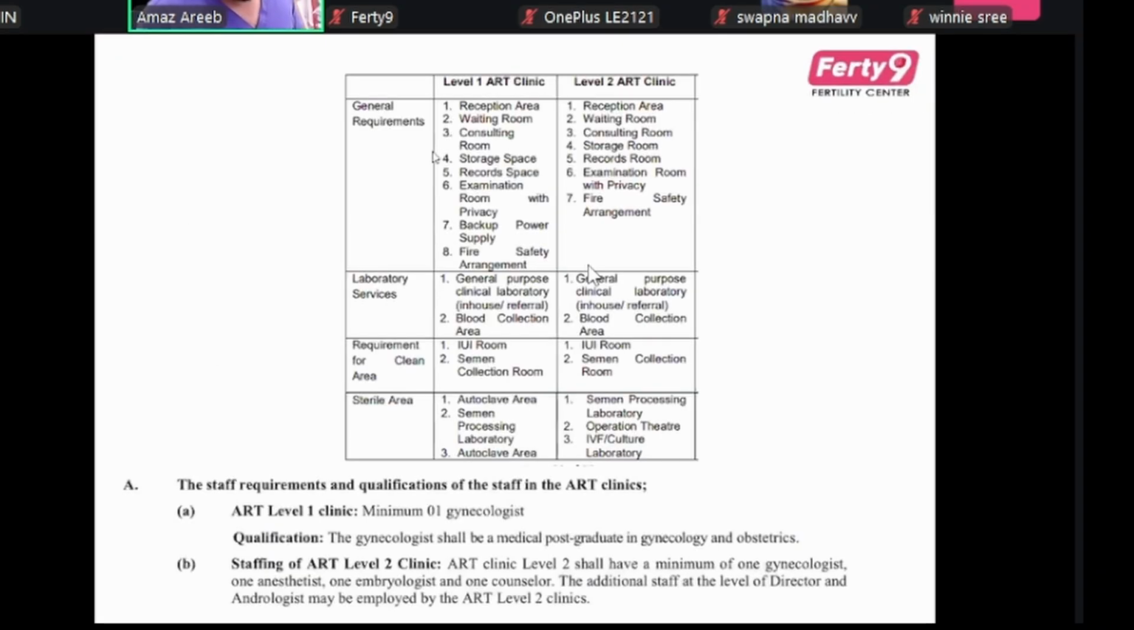According to the new law, we require the following for level 1 and level 2 clinics. Level 1 requires a reception area, waiting area, consultation room, storage space, record space, MRD room, and an examination room with privacy that has a USG scan machine as well. You need to have a PCP license, fire NOC, and a trade license. And backup power should always be there, connected to our USG machine as well as all of our equipment in the andrology lab.